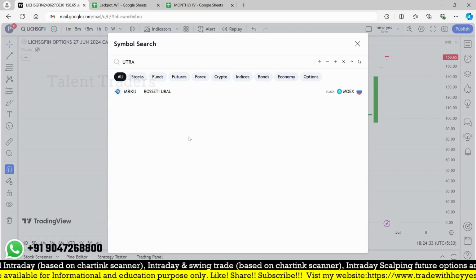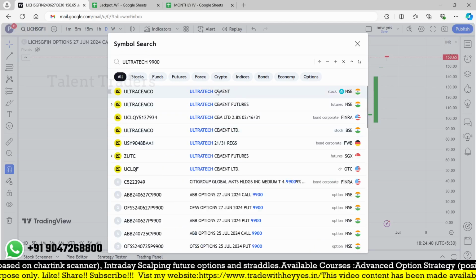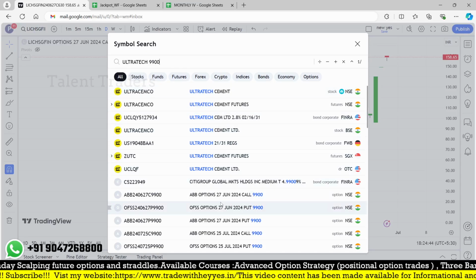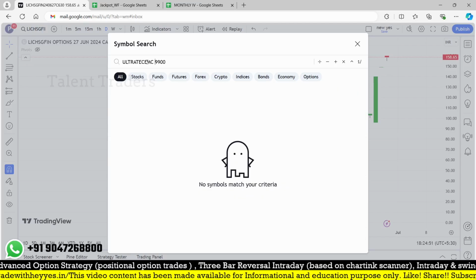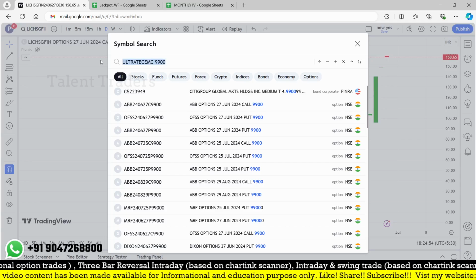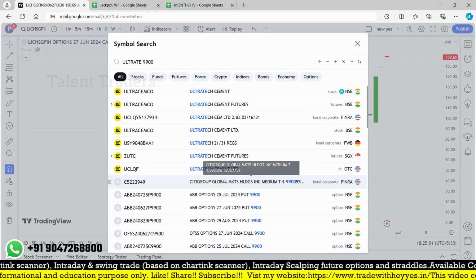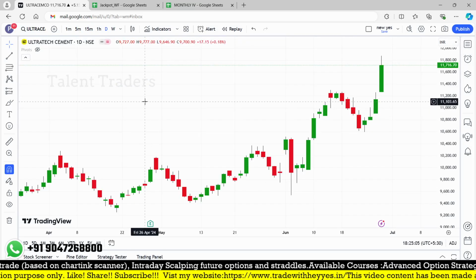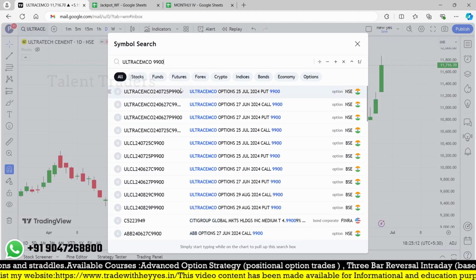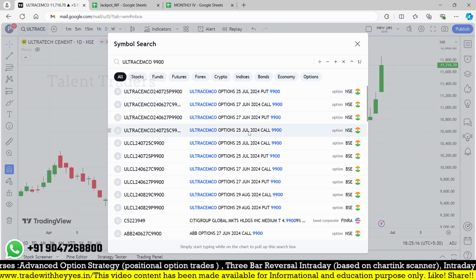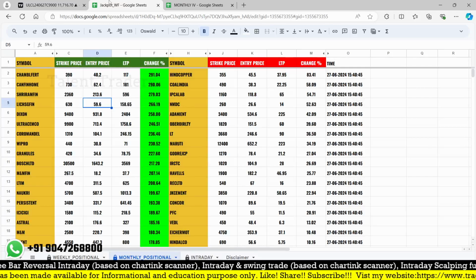What is happening in Ultratech? Because we found this on the 9900 Ultratech 9900 call option, on the June contract. I think it is not liquid, so let me remove it. So only liquid stocks we are looking for.